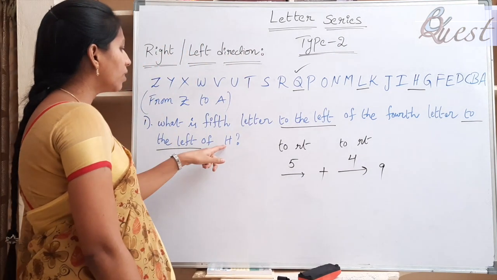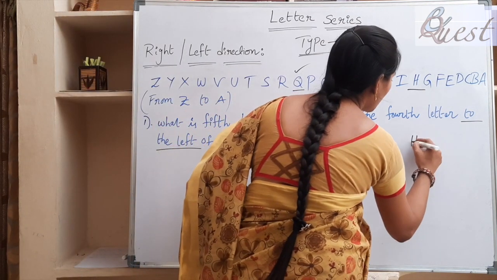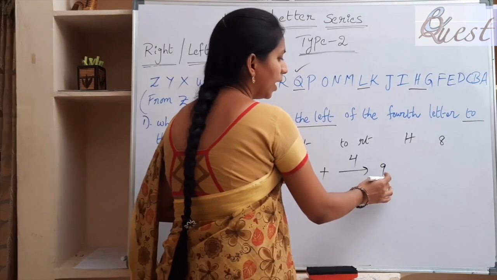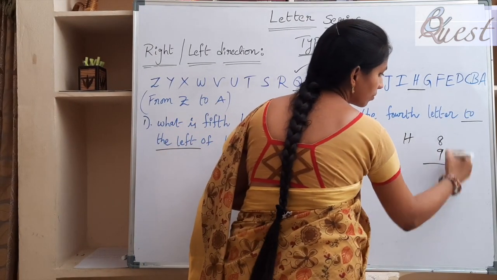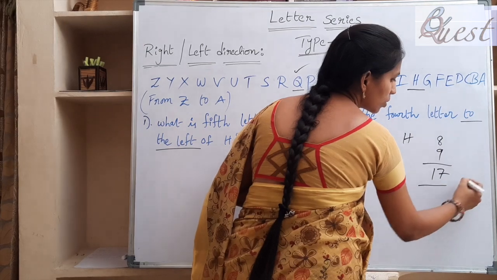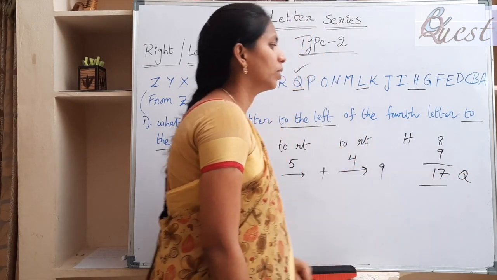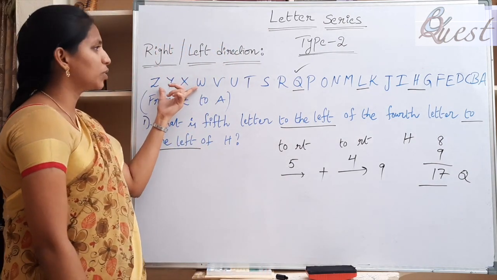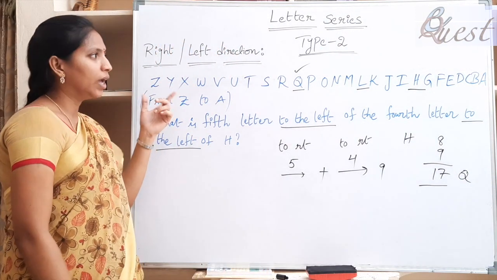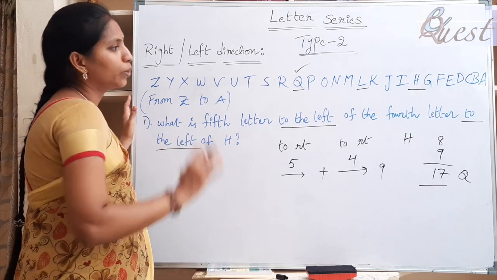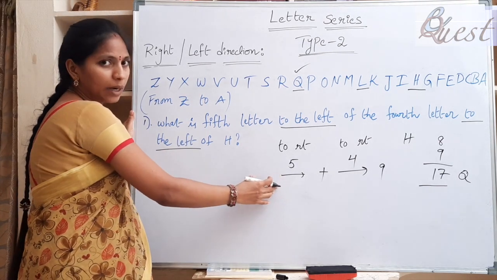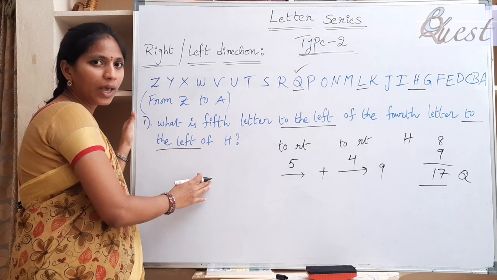What is the given letter in the question? H. H position is 8. 8 plus 9 is 17. So the letter in normal position is Q. Okay. No need to remember reverse positions of each and every alphabet. Again, no need to write from Z to A. Simply follow the second method to solve this type of examples.